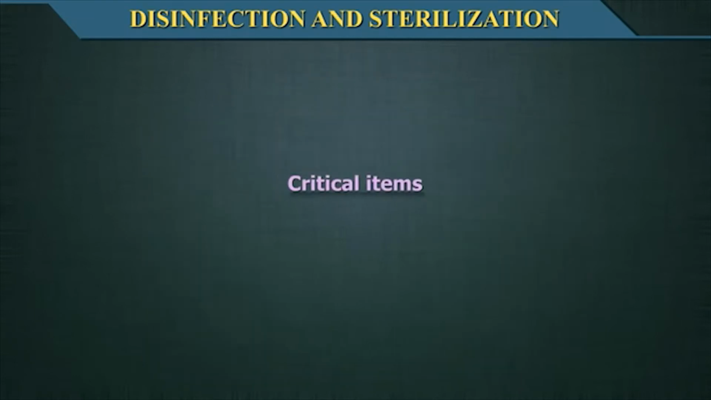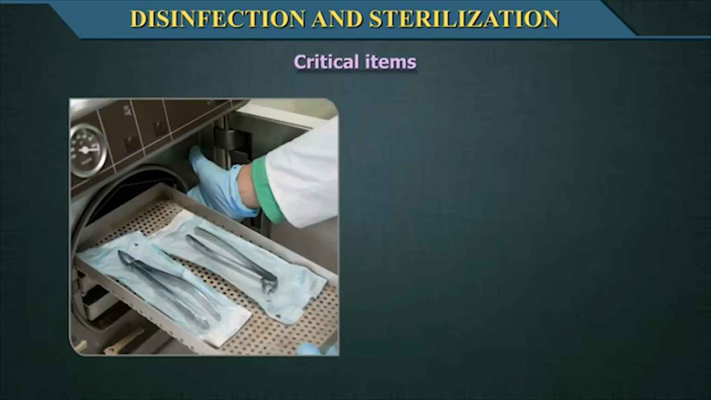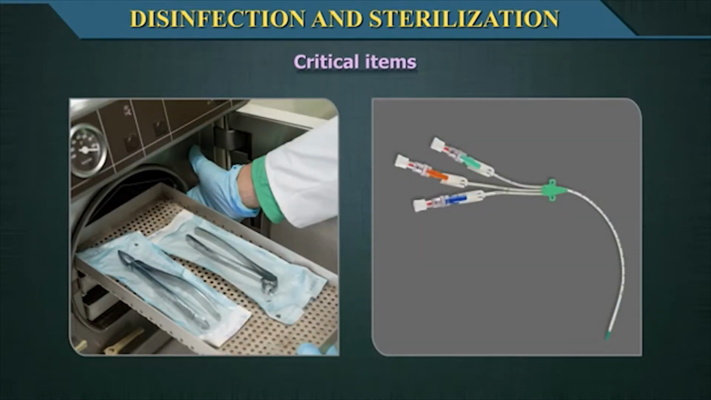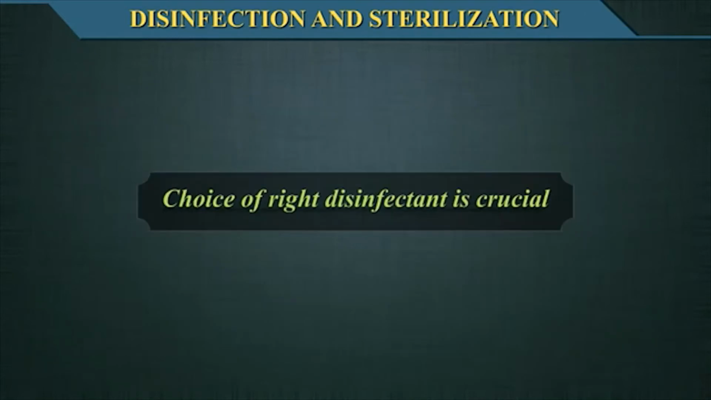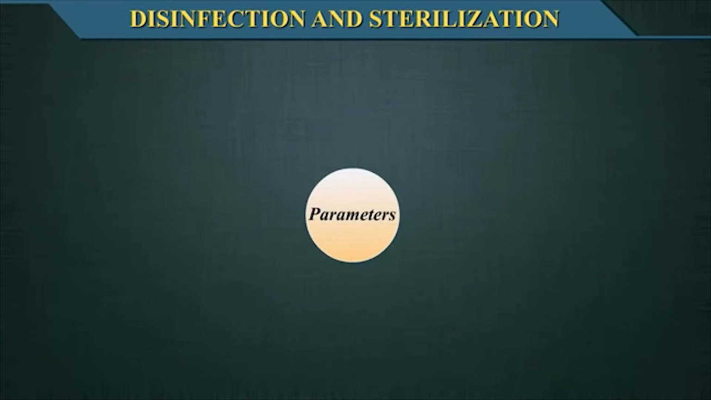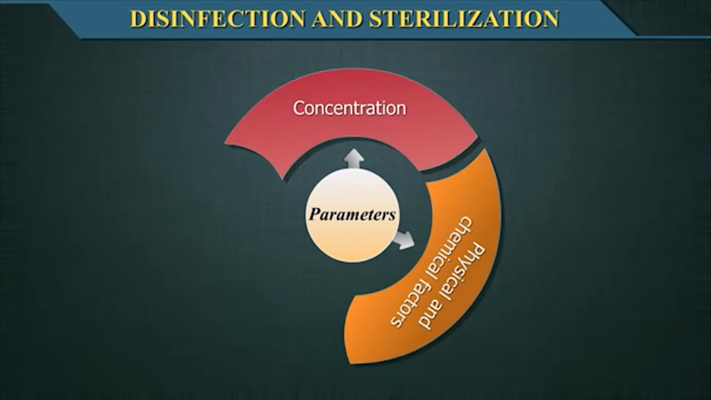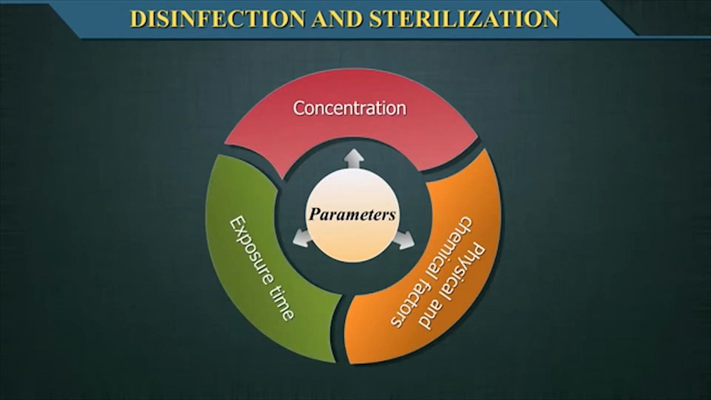Critical items enter tissues or the vascular system, for example, surgical instruments and vascular catheters. Sterilization is necessary, for example, autoclaving or ETO sterilization. Choice of the right disinfectant is very crucial. The parameters that are important are concentration, physical and chemical factors, and exposure time.